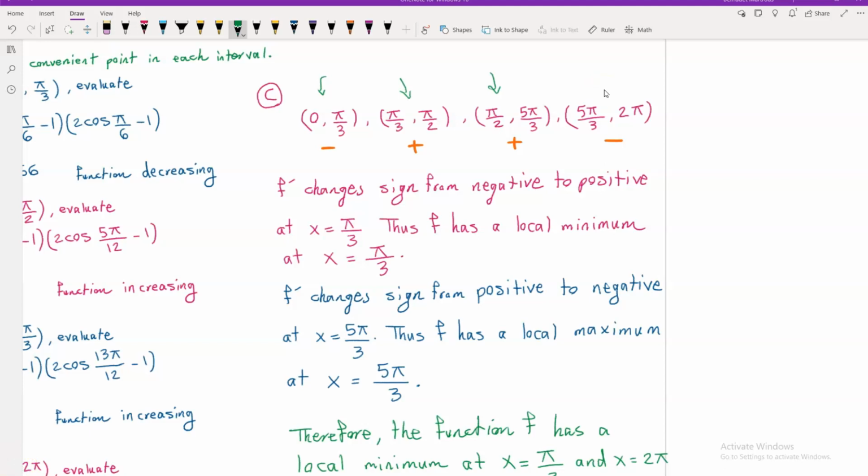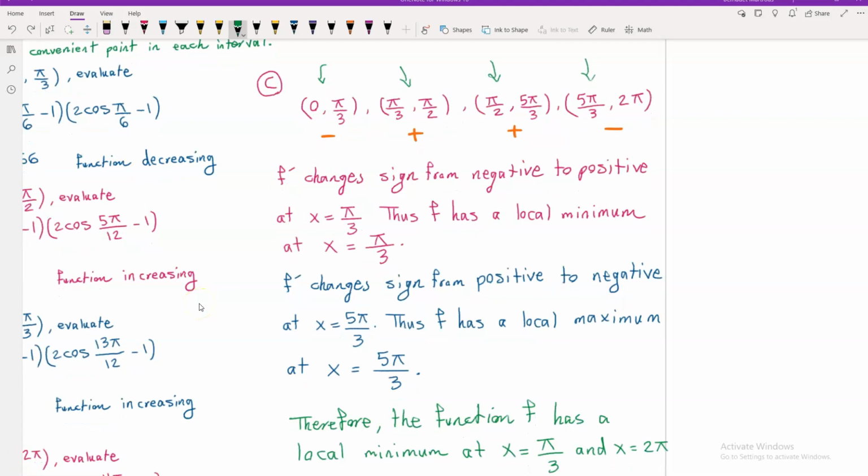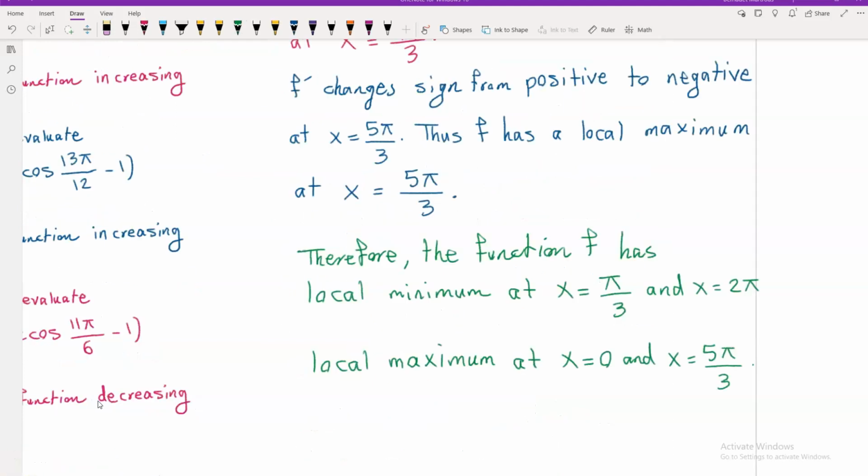Moving to the right, now we have the interval 5 pi over 3, 2 pi. Our function is decreasing on this open interval. So f prime changes sign from positive to negative at x equal to 5 pi over 3, which means f has a local maximum at x equal to 5 pi over 3. The function is decreasing on the left of x equal to 2 pi, so the endpoint at x equal to 2 pi is a local minimum. Therefore, the function f has local minimum at x equal to pi over 3 and x equal to 2 pi, and local maximum at x equal to 0 and x equal to 5 pi over 3.